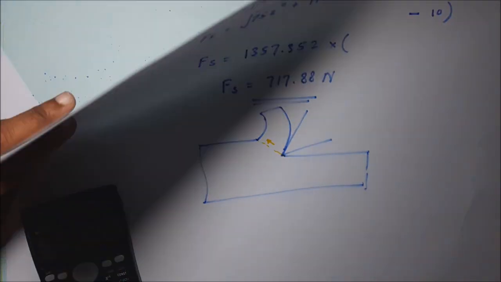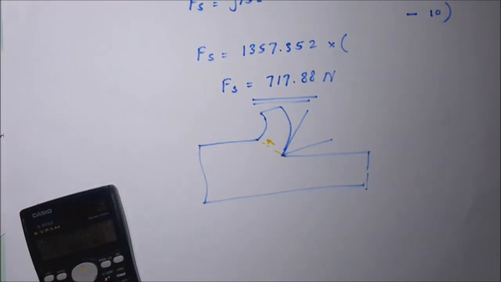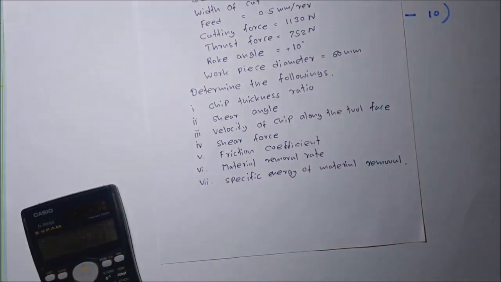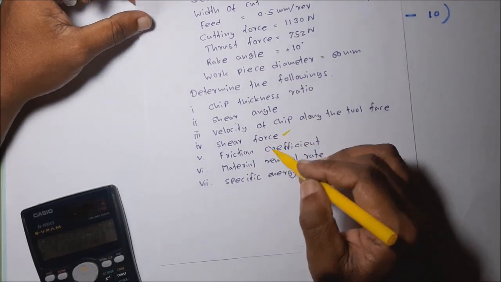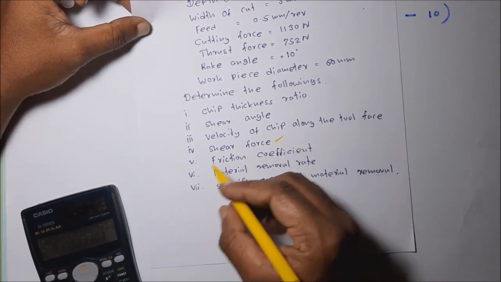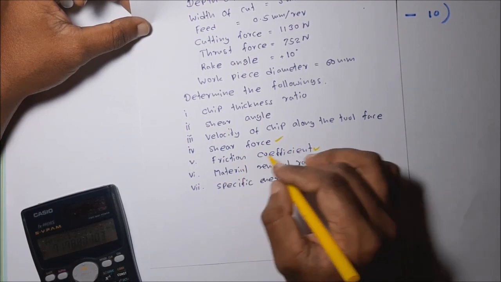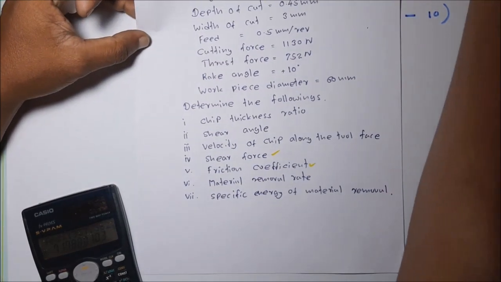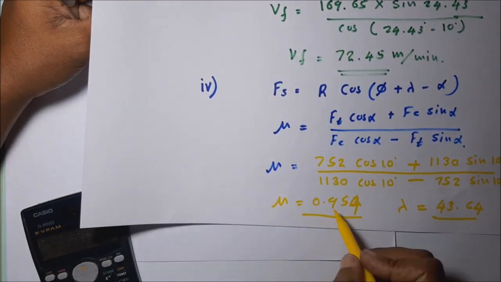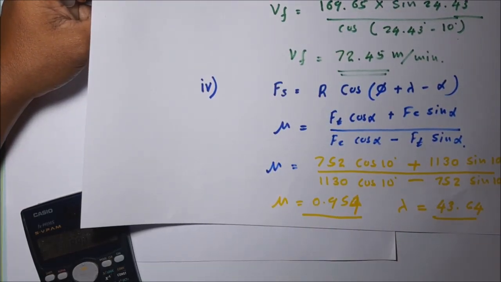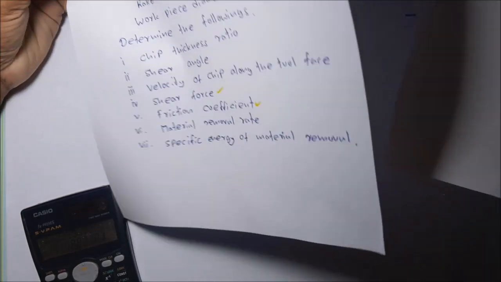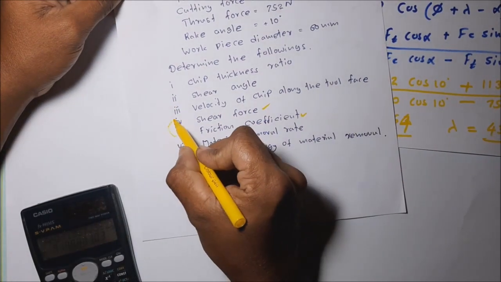Okay, then let's move on. We have already calculated the friction coefficient. What is the friction coefficient? That is equal to 0.954. So then you can put that answer for that one. Actually this one should come to this position.